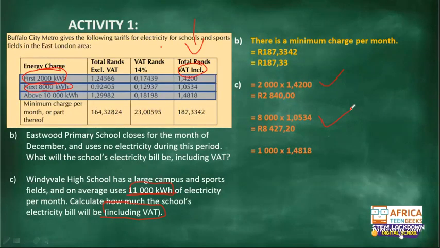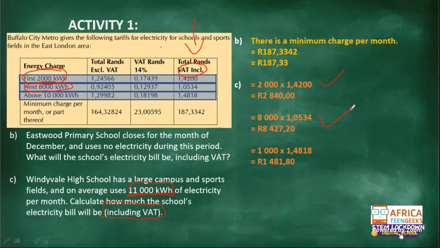1,000 more units will be charged at 1.4818 Rand per unit, okay? And that will give us a total of 1,481 Rand and 80 cents. Okay. Does everybody understand where I got all the information from?